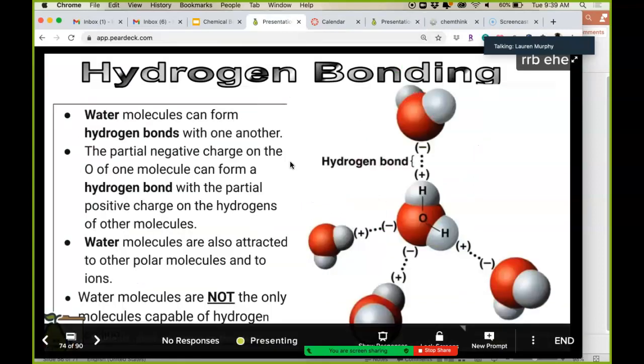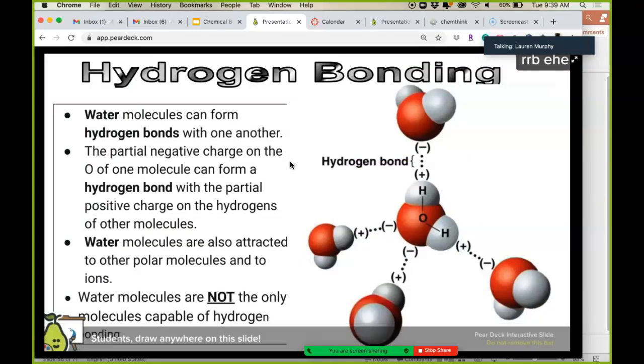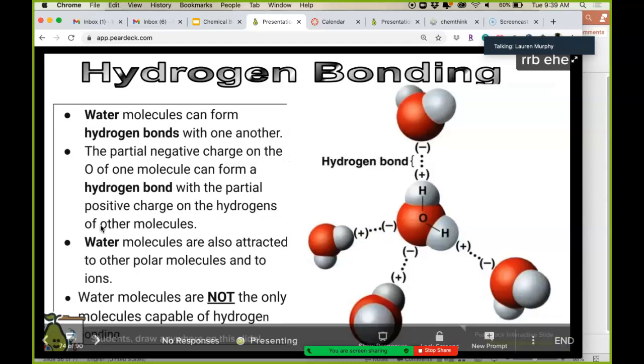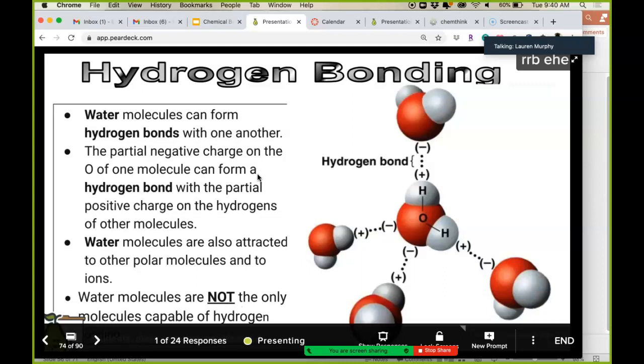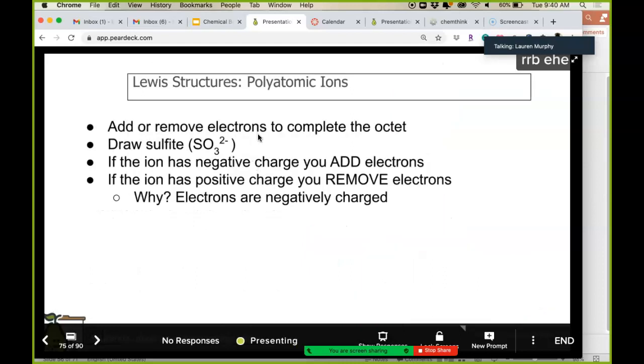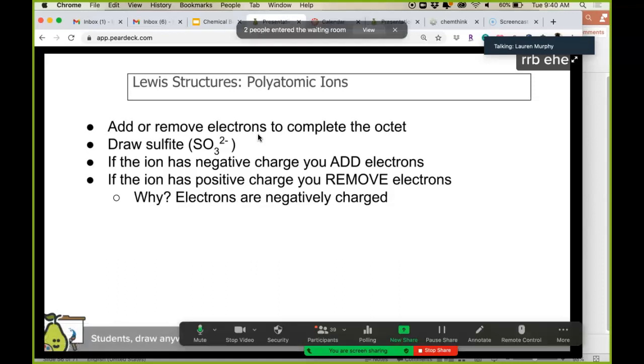Water is not the only molecule that's capable of hydrogen bonding. It is the most common one we talk about, especially in here, but it is not the only thing that's capable of hydrogen bonding.